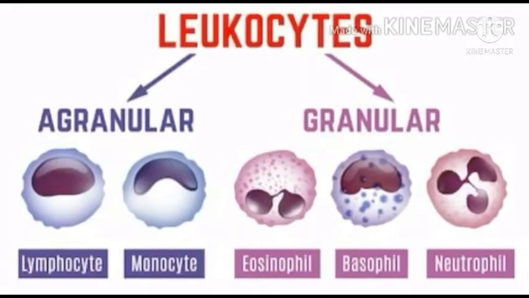WBCs are of two types, granulocytes and agranulocytes. Granulocytes have irregular shaped nuclei and cytoplasmic granules. They include the neutrophils, basophils, and eosinophils. Agranulocytes lack cytoplasmic granules and include the lymphocytes and monocytes.